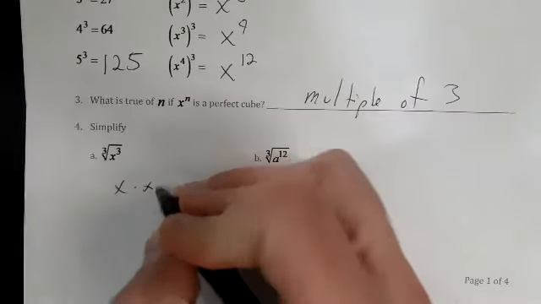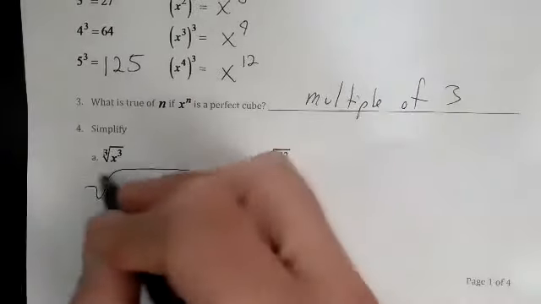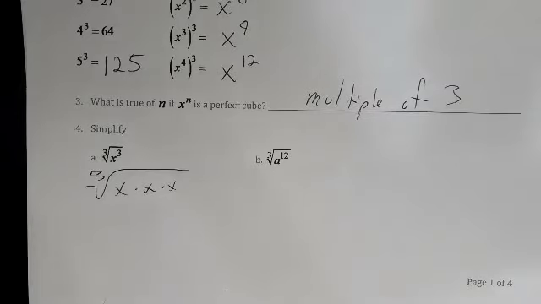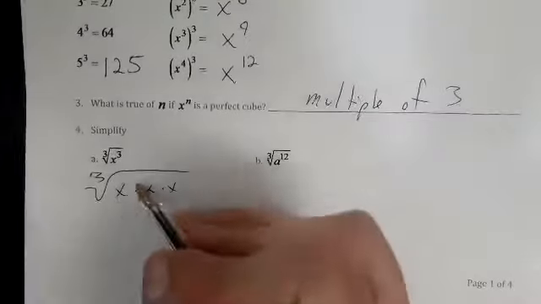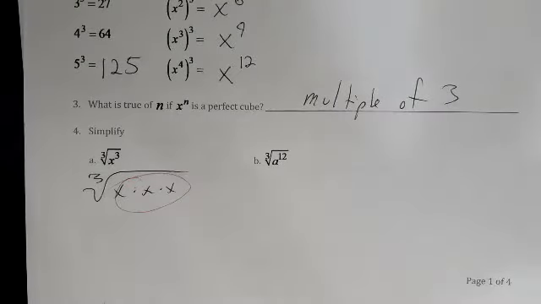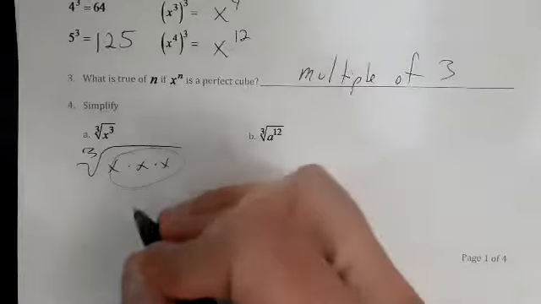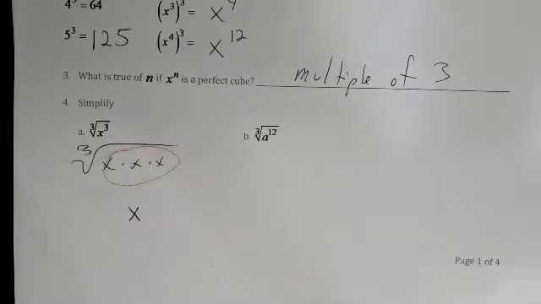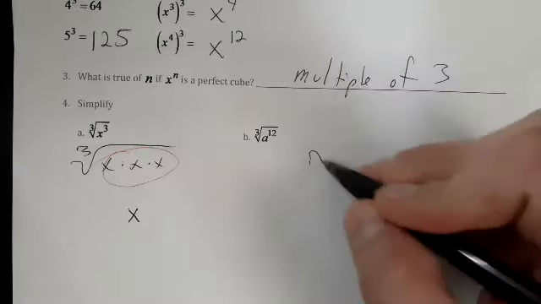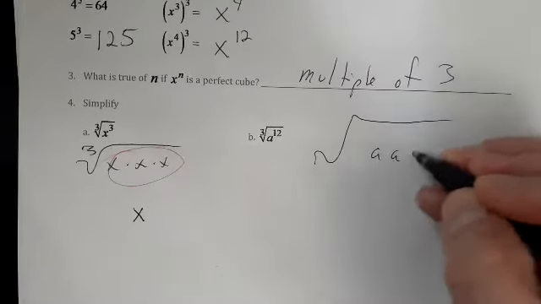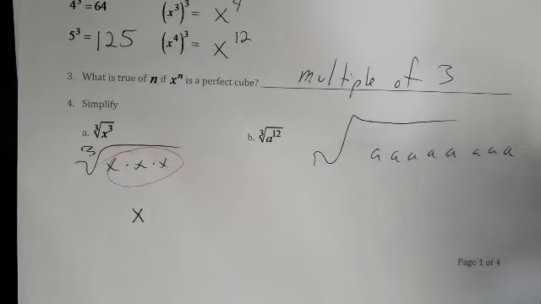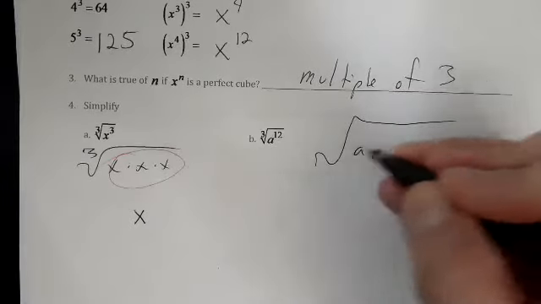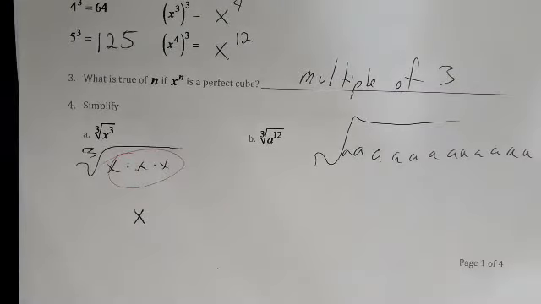And if you want to do this, we can do this the long way, I guess, first. So we want to do the cube root of x times x times x. We're looking for groups of 3. We circle a group of 3. It's going to come out once. We could do the same sort of thing here. 9, 10, 11, 12. Okay, whew.